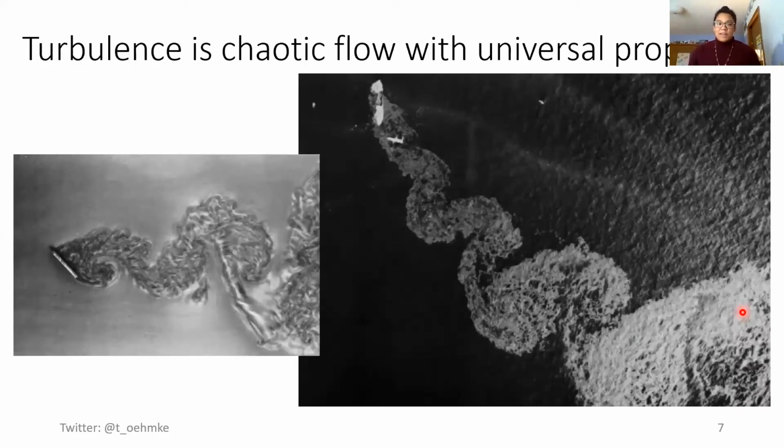If any of you have been in an airplane, you've probably heard the pilot say, buckle up, we're going to hit some turbulence. But what is this? It's this chaotic flow pattern with universal properties, which means that if you were in one turbulent flow and you see another one, some of the properties will be the same between the two flows. And so that's one of the neat features of this type of structure that I will be looking at.